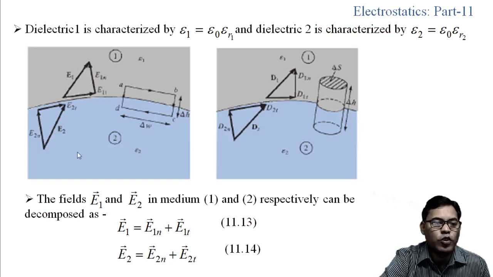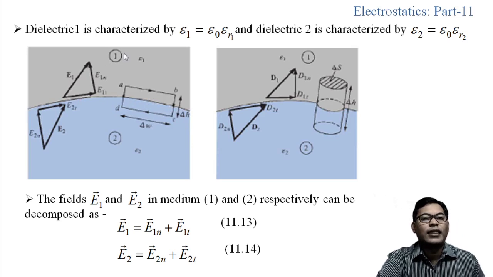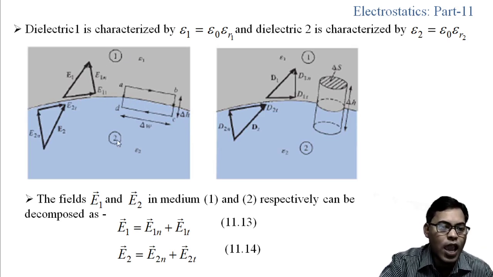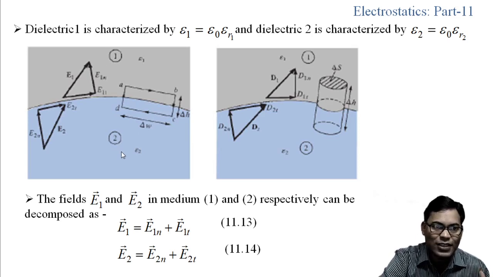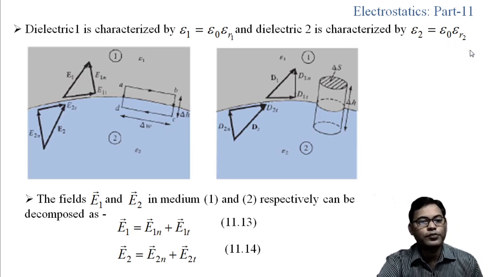First we are going to consider picture 1, and this line is representing the surface or interface between two dielectrics. The upper one is dielectric 1 and the lower one is dielectric 2. The characteristics of dielectric 1 and dielectric 2 are represented by epsilon 1 and epsilon 2. Here epsilon 1 is epsilon naught epsilon r1, and epsilon 2 is epsilon naught epsilon r2.